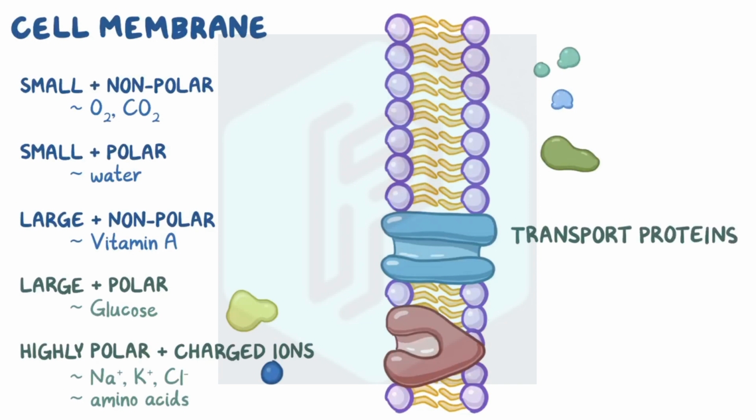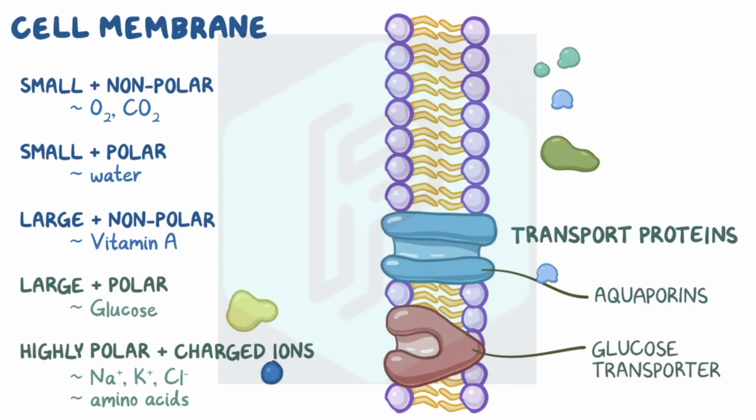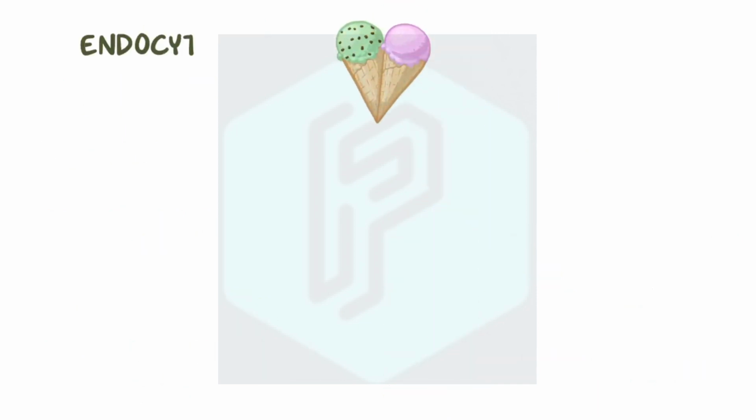Examples of transport proteins include channels like aquaporins, which is a water channel, and chloride channels, which let chloride ions cross membranes, as well as carriers such as the glucose transporter. However, when the cell needs to transport a lot of molecules or one very big molecule, it resorts to bulk transport, which comes in 2 styles: endocytosis and exocytosis.